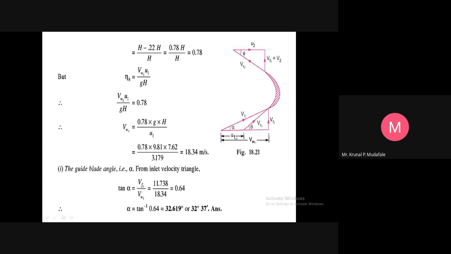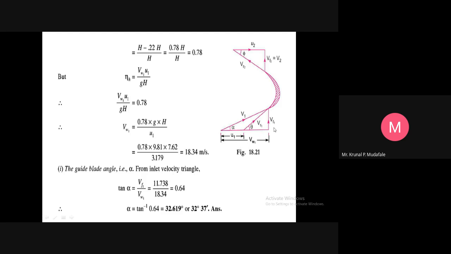How can it be found? To calculate the guide blade angle I use tan alpha, which is the opposite upon adjacent, right? The opposite is nothing but VF1 and the adjacent is nothing but VW1. So from tan alpha, you will get the value of alpha. So our first target can be achieved.